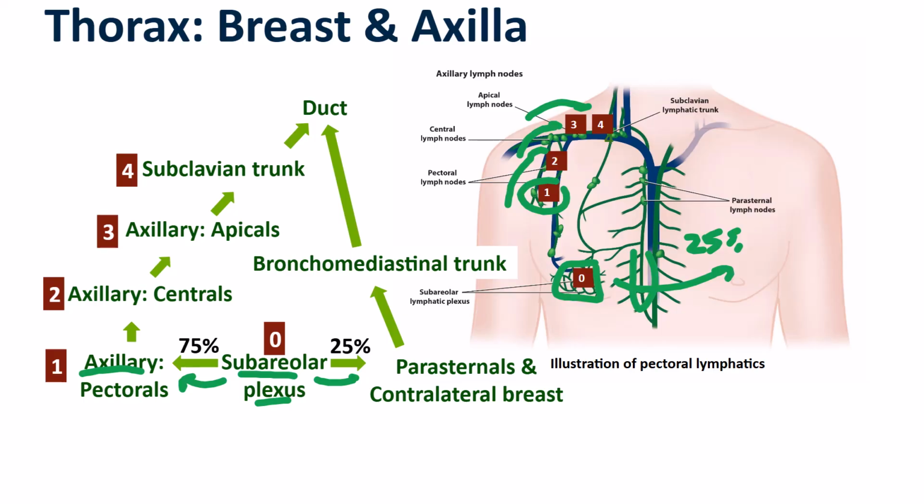Now let's go back and see what happens when the lymph moves to the peristernal nodes or the contralateral breast. It's a significantly more parsimonious pathway. Peristernals move to the bronchomediastinal trunk. The bronchomediastinal trunk on the right goes to the right lymphatic duct. On the left, it goes to the thoracic duct. Any lymph from the contralateral breast is then going to move through those axillary nodes, the pectorals, the centrals, the apicals, then the subclavian trunks, and then to the associated duct.